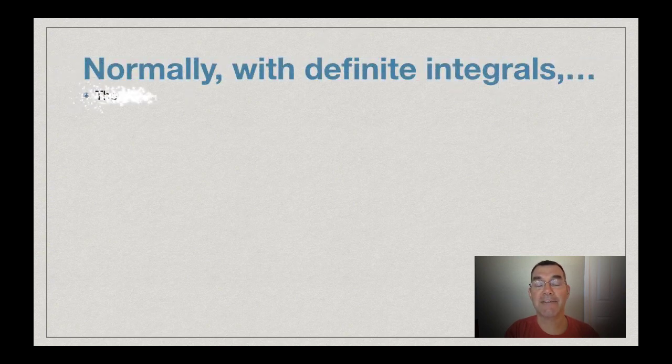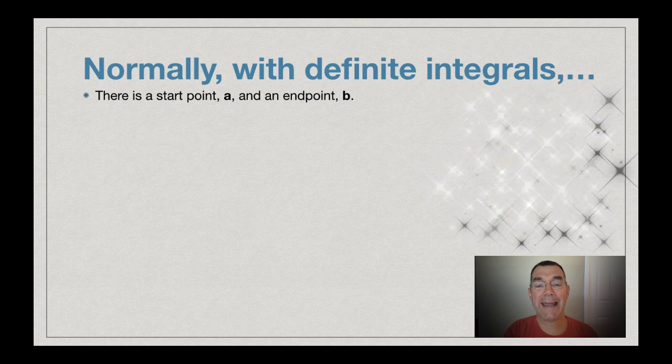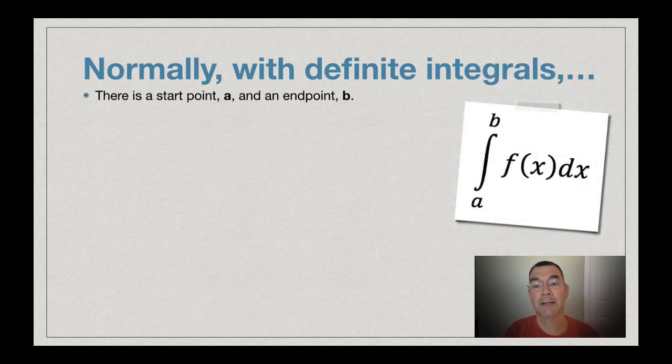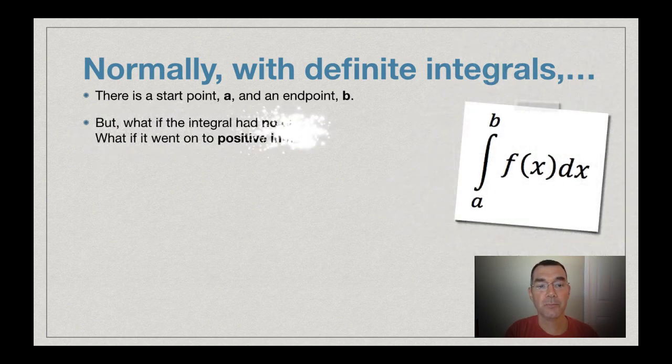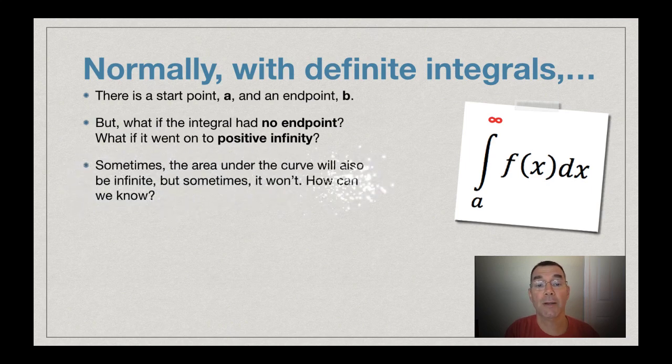Normally when I have a definite integral, there's a start point A and an end point B, and we've all seen that notation before. But what would happen if the integral actually had no endpoint? It went on forever. That top point went on to positive infinity. Well, that's what an improper integral is.